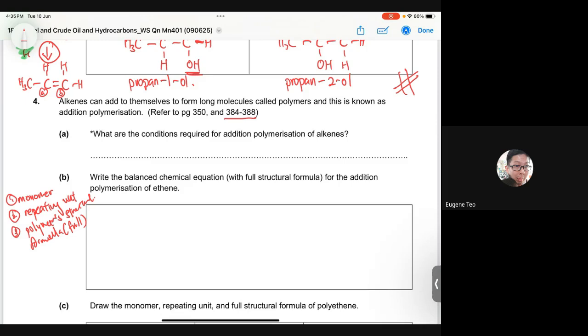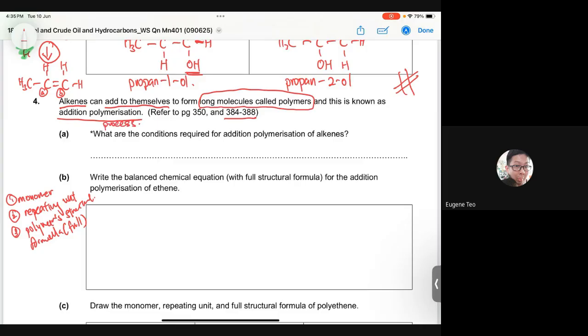Okay, so let's start. As mentioned, alkenes can do addition reactions. If they add to themselves, they actually form these long molecules called polymers. So polymers are very long molecules where the alkenes add to themselves. And this whole process is called addition polymerization. So this is the process.